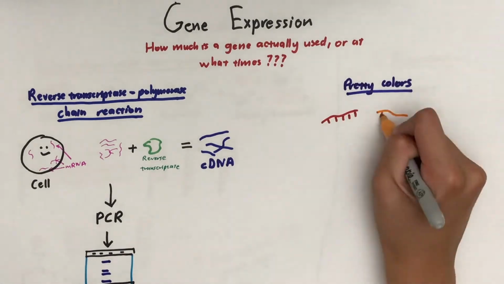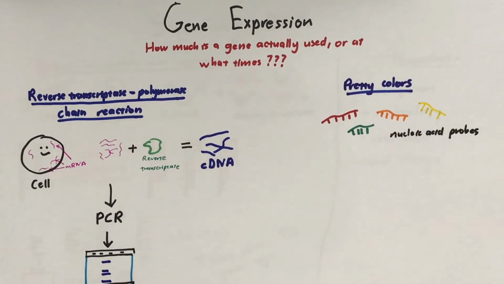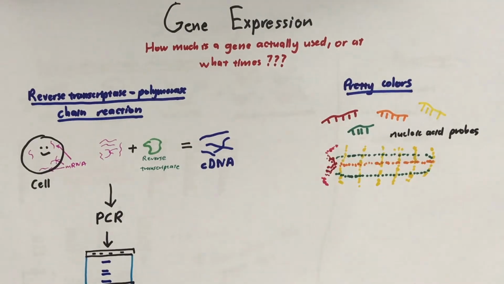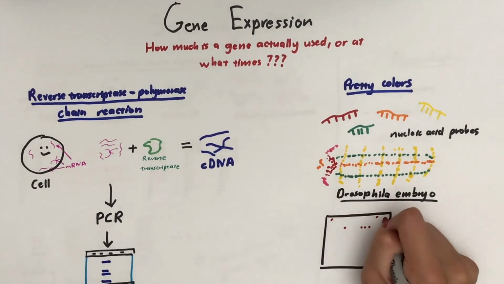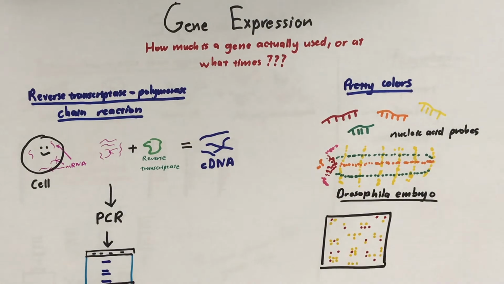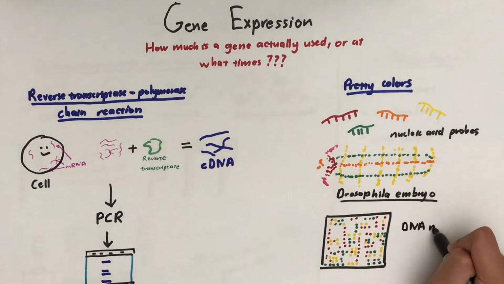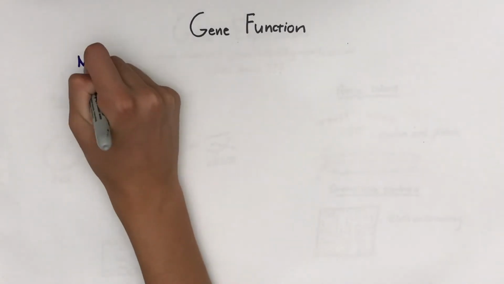Another way is to use some colorful nucleic acid probes and then measure the fluorescence to see how much of the mRNA is being expressed all over the body. Using this and computer programs, you can make DNA microarrays that show the expression of hundreds or thousands of different genes together. What if you want to find out what a gene actually does?